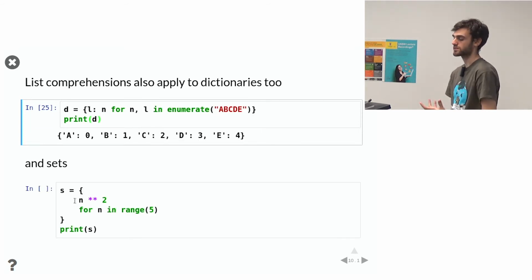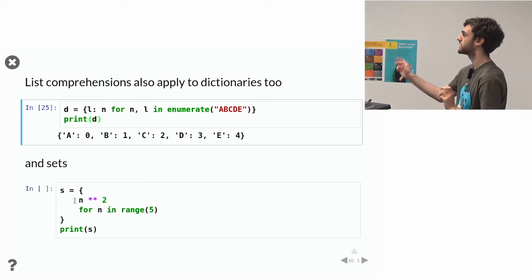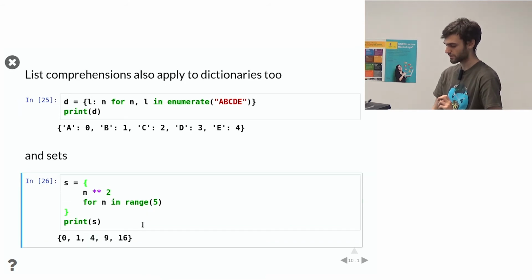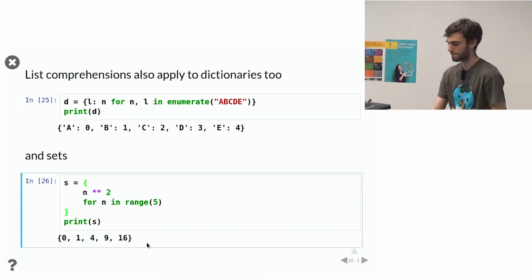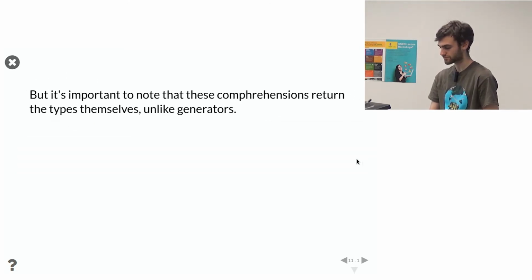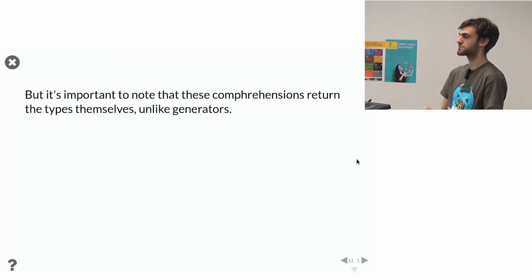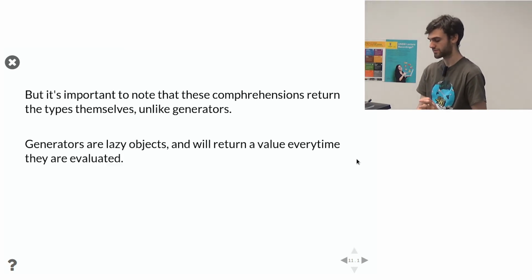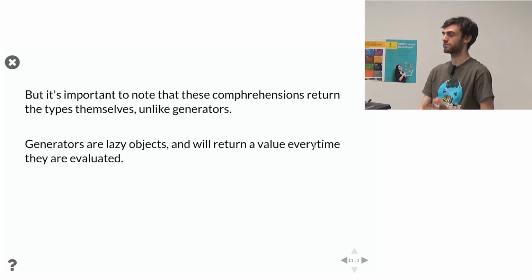You can also do it to sets. So you can say n to the power of 2 for every n in range 5. And now we have a set of all these numbers, right? But it's important to note that these comprehensions return the type themselves, unlike generators. And generators are lazy objects, which will return a value every time they are evaluated.